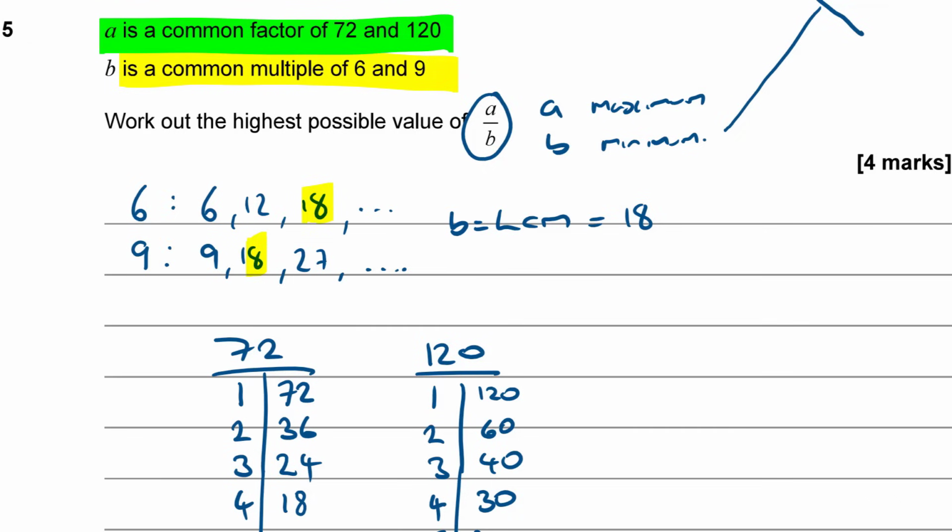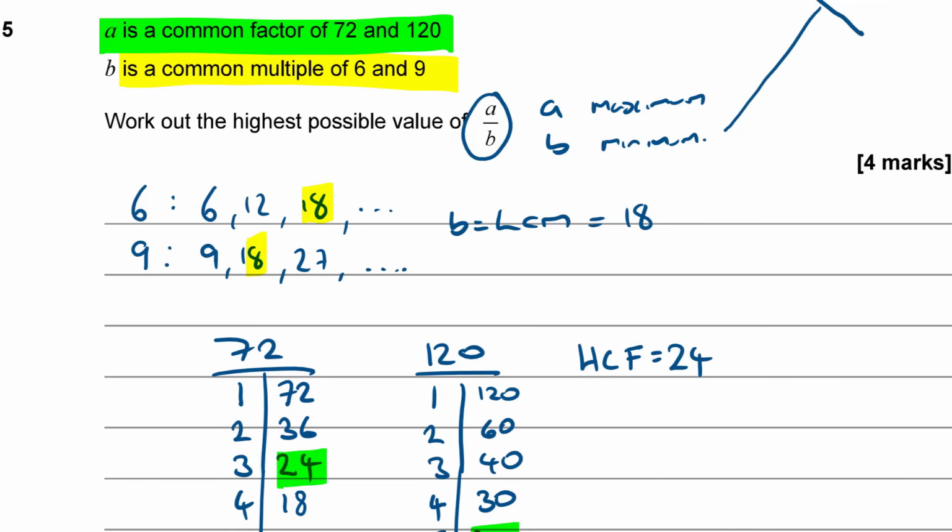So we want the HCF of those two numbers. So we want A to be as big as it can be. So it's going to be the highest common factor of those two. So looking through my list, 72, no, 36 is my next biggest. That isn't on my list. 24, yeah, that's on my list. So look, 24 there, 24 there. So the HCF of these two numbers is 24.